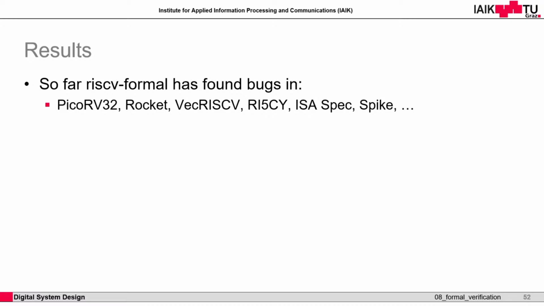So what has RISC-V formal found already? Well, RISC-V formal actually has found bugs in many designs. It found bugs in Spike. Spike is the official instruction set simulator of RISC-V. It found a bug actually in the ISA specification of RISC-V. So this was not precisely specified there and led to a bug. And it found bugs in many different RISC-V implementations. Also the EBEX core. The EBEX core is also formally verified using RISC-V formal.